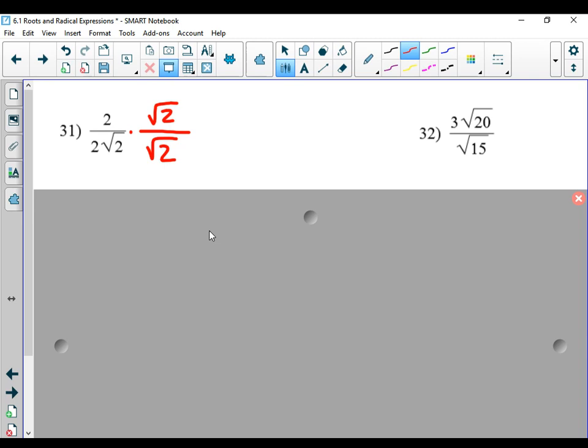So why would I do that? Well, my numerator, I end up with 2 square root of 2. My denominator, I end up with 2 square root of 4. But the square root of 4 is 2. So it's almost like squaring it without squaring it.